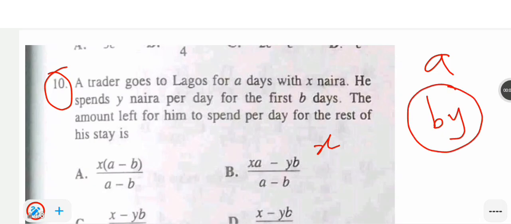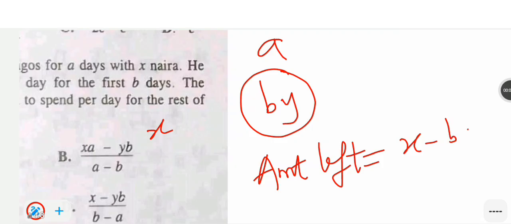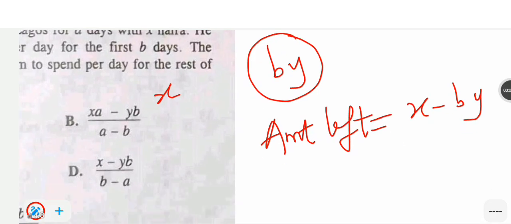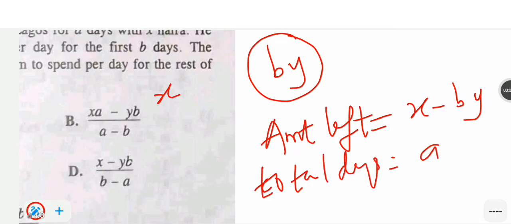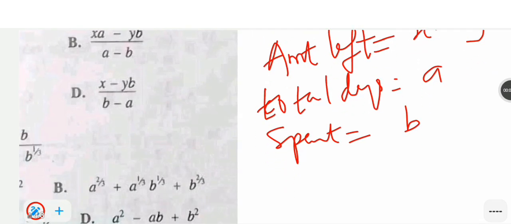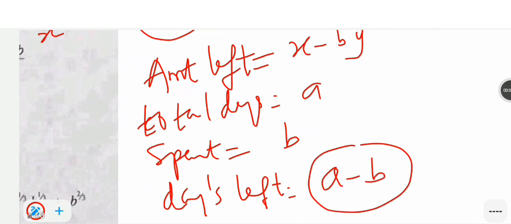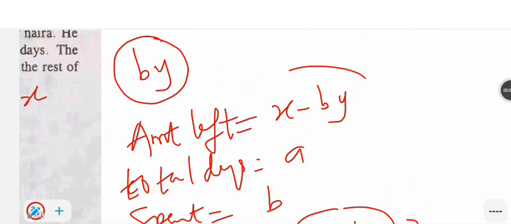But the original money he had with him is X. So the amount left will be X minus BY, since he has already spent BY. Then the total number of days is A, and he spent B days. So the remaining days left will be A minus B. This is the number of remaining days, and this is the amount that is left.